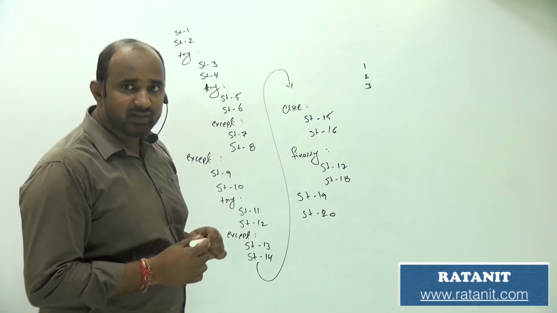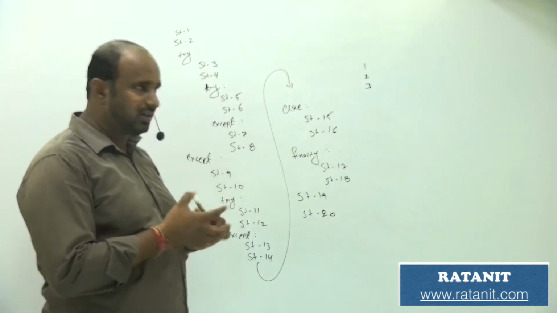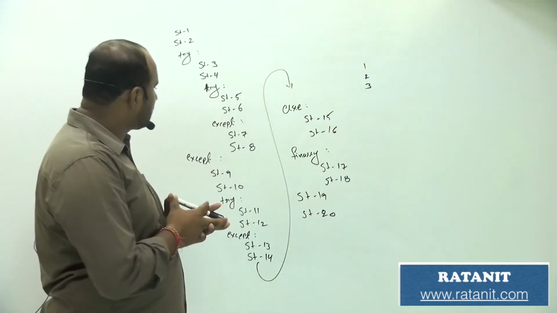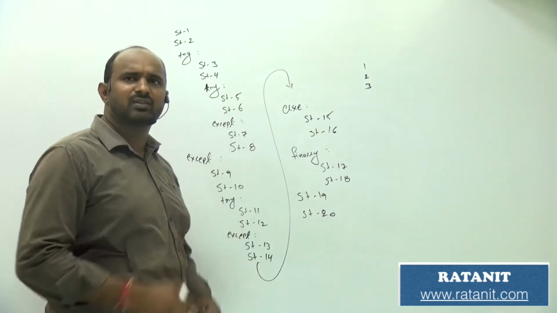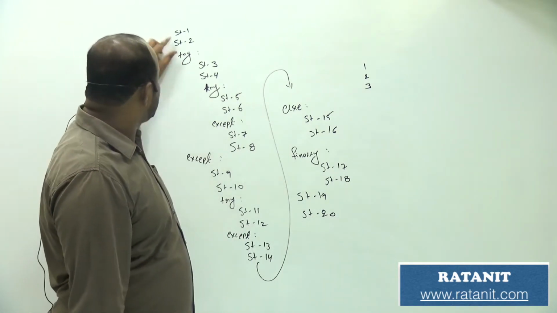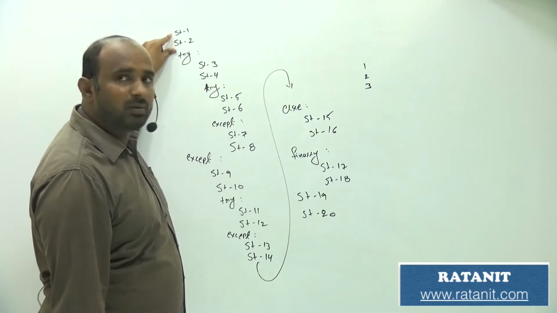Exception raised in statement 3, the corresponding except block will be matched. Tell me, in this case what is the output? Corresponding except block will be matched. Then what is the output? Tell me. See, statement 3 means what? 1, 2 will be printed.